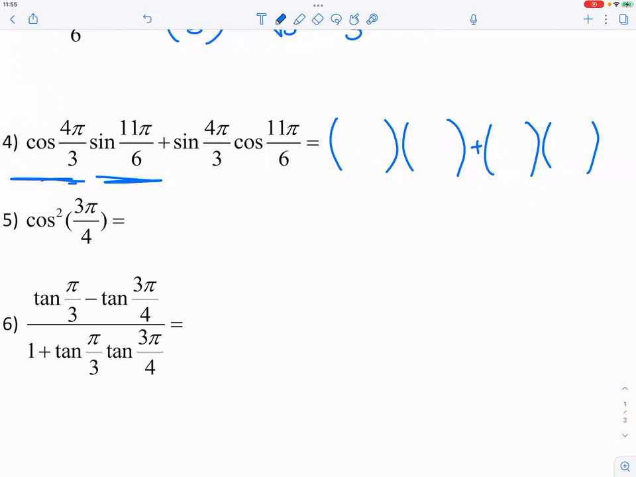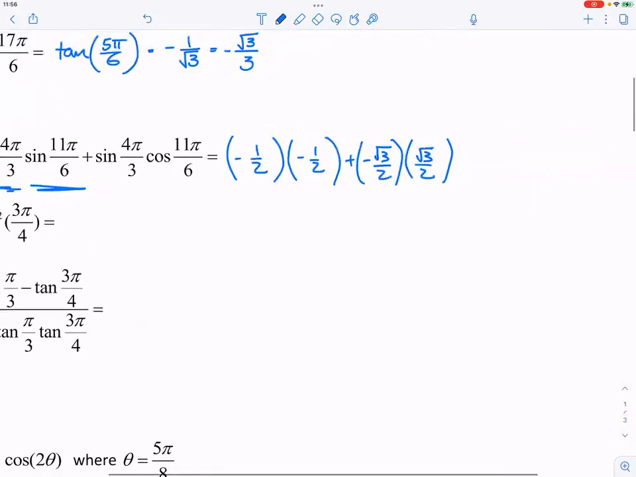So cosine of 4 pi over 3 is negative 1/2. Sine of 11 pi over 6 is negative 1/2 as well. And now, by the way, do not get too excited and compute these two numbers. Nope, your job is to fill in the blanks. Finish that job first, one thing at a time. Sine of 4 pi over 3 is negative root 3 over 2. And cosine of 11 pi over 6 is root 3 over 2. Okay.